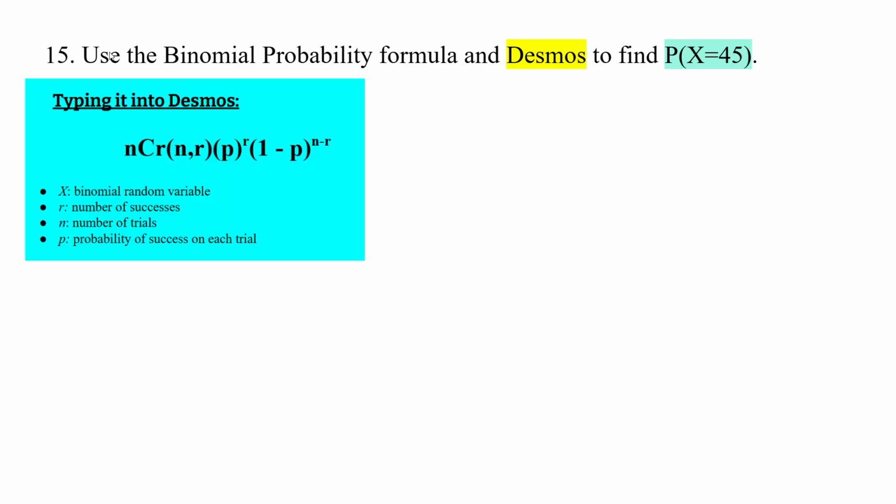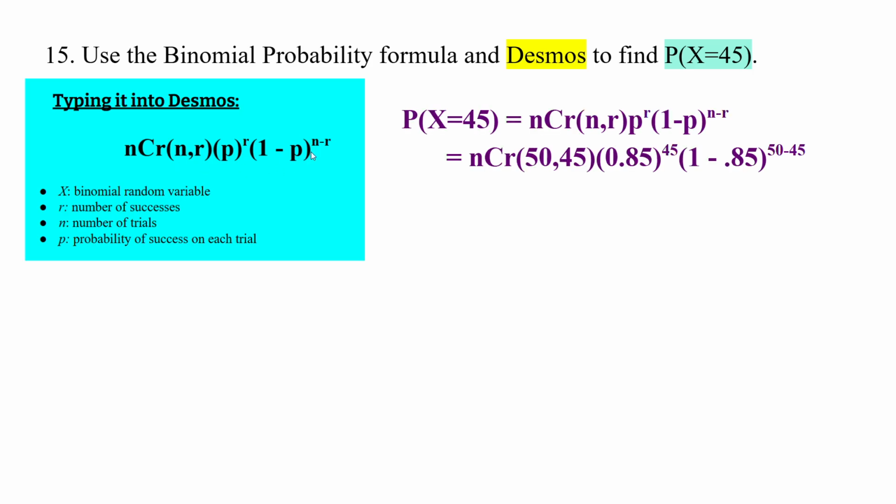Okay, so from your notes, when you're typing into Desmos, you type it exactly like this, commas, the nCr, the whole kit and caboodle. The nCr stays out front. The only thing you're putting in is the numbers for the n and the r, and the rest of it on this side.